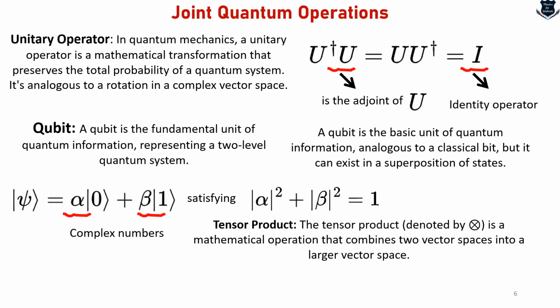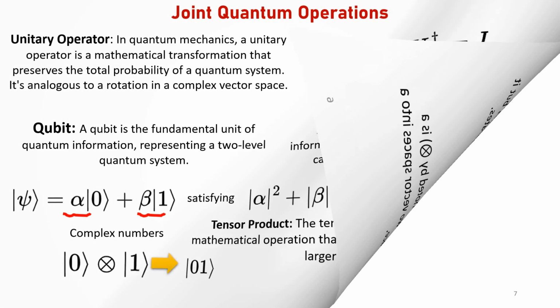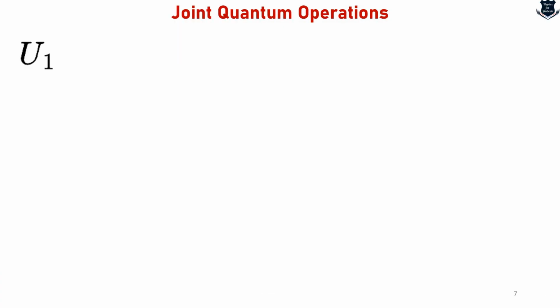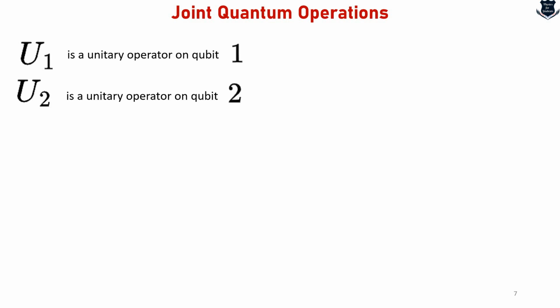From here, we can give an example, this one. This is basically how the tensor product happens. We take two states and it combines them into one. Now suppose we take U1 as a unitary operator acting on, say, qubit 1, and U2 is another unitary operator acting on qubit 2.